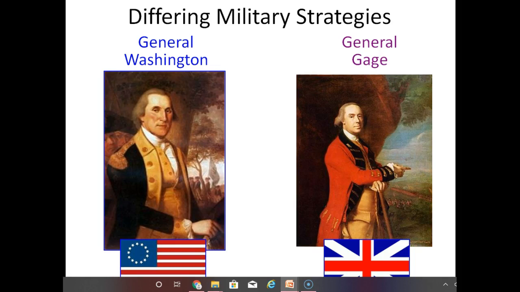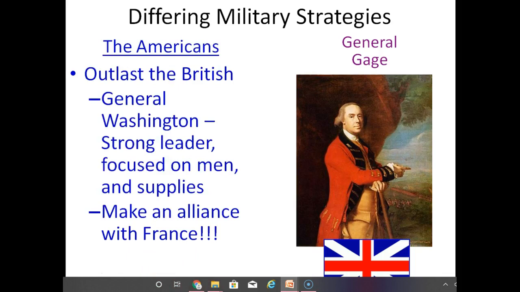Some differences between the two. So on the left here, we have General George Washington for the United States or for the Colonial Army. And on the right, we have General Gage. Some important things to know is, again, our goal was to outlast the British. Under General Washington, he was known as a strong leader who had a strong focus on protecting his men and supplies. He understood that we didn't have very many supplies, wanted to protect his men as best as possible, so that was really his main focus. In addition to that, the Americans also understood they had to make an alliance, and they had to make that alliance with France if they were going to win this war.